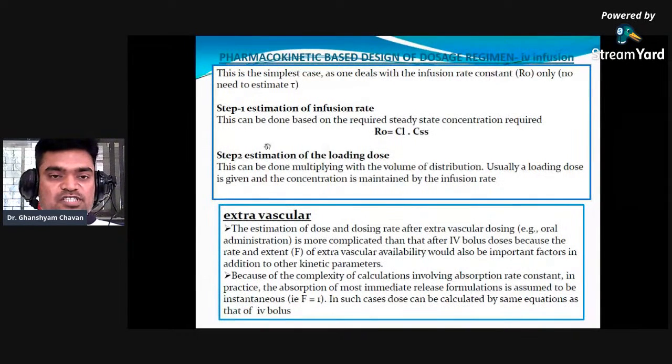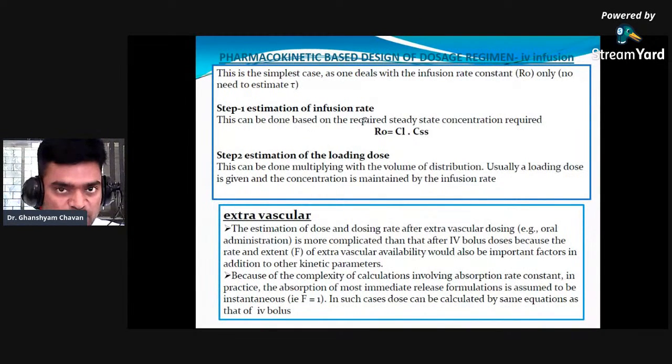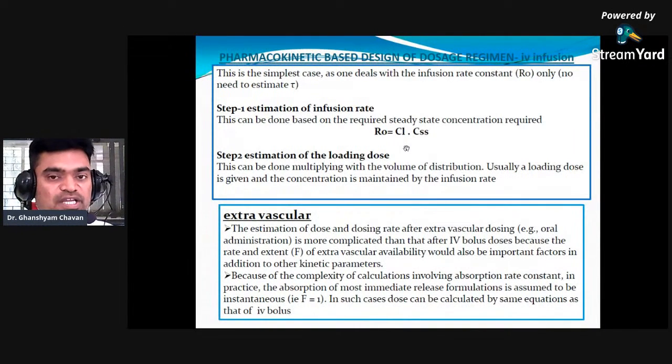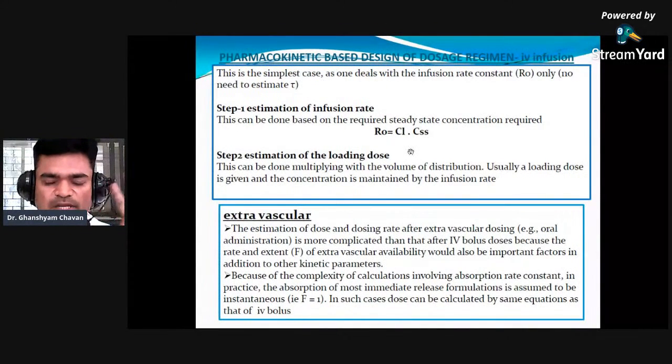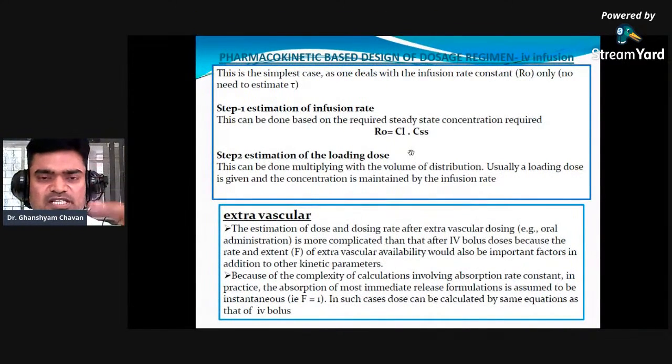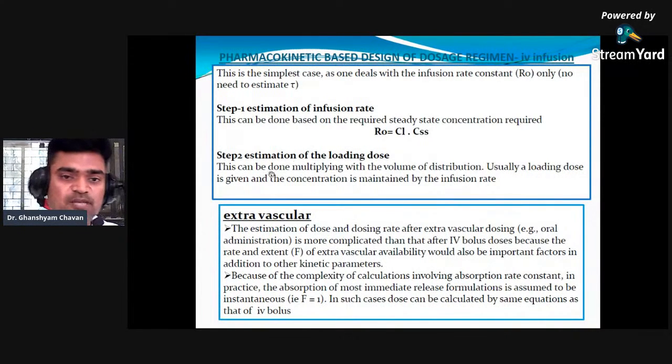So in the first step, the infusion rate is estimated, meaning at which rate the drug will slowly go into your blood, go into your body, and increase its concentration. And step 2, estimation of the loading dose, meaning how much dose you have to give. You cannot give the drug blindly, like 1 kg or 2 kg, that is not the matter. You have to calculate how much loading dose is required to produce its therapeutic effect. This can be done by multiplying with the volume of distribution.